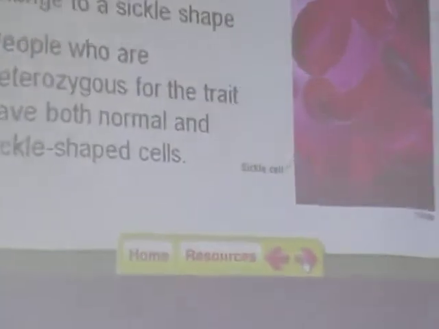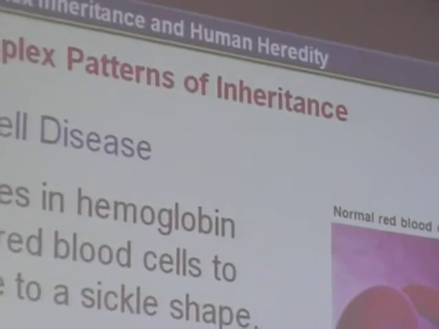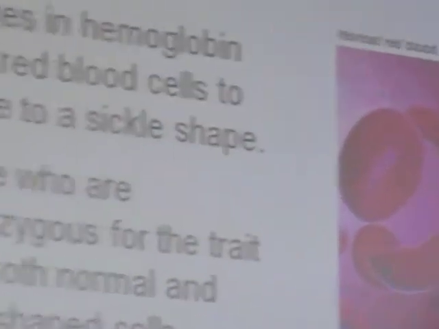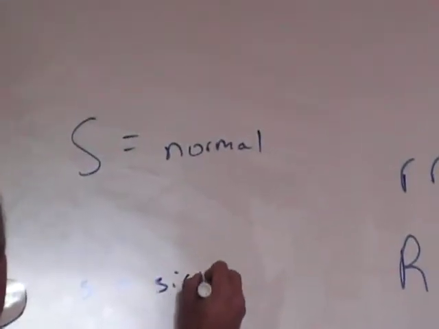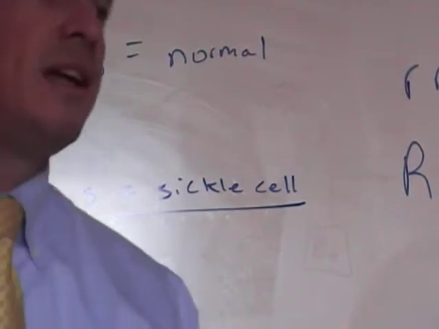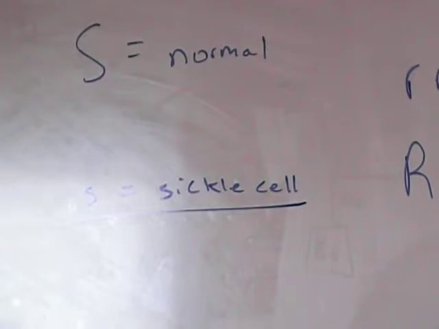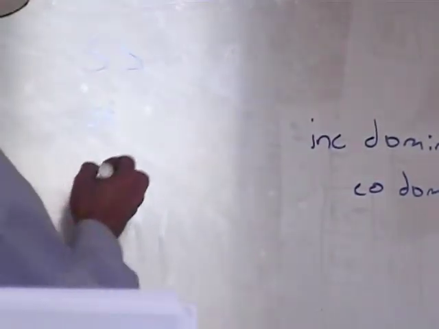Sickle cell disease. Sickle cell is a codominant disease. Big S equals normal. Little s equals sickle cell. Black people tend to get this because it arose in Africa. If you're big S, you're normal. If you're little s, little s, you have sickle cell disease. But if you're big S, little s, you're normal.